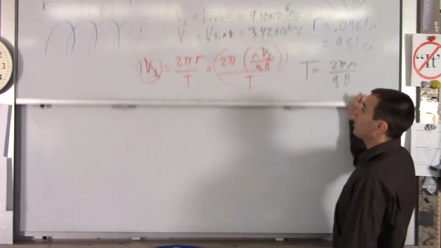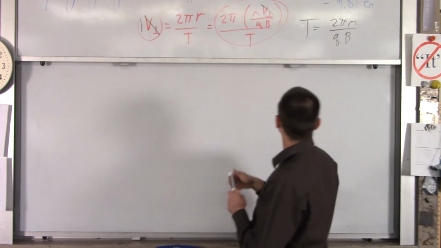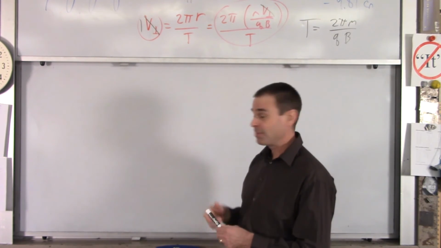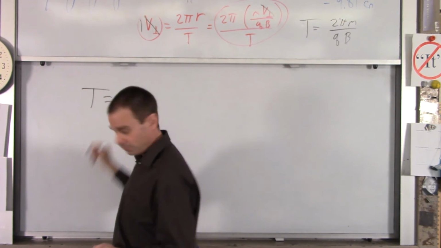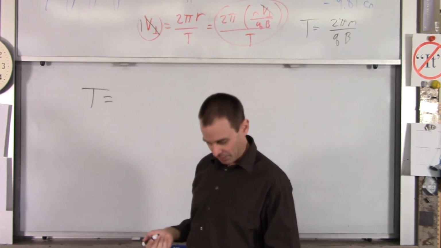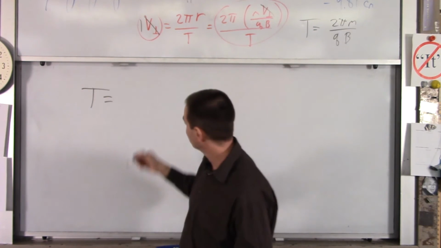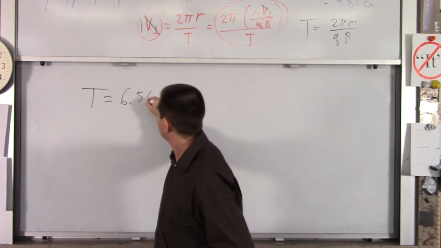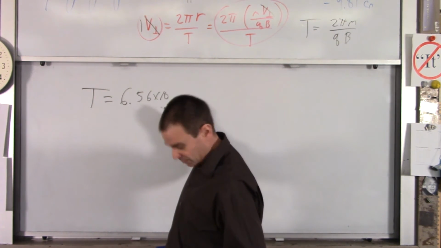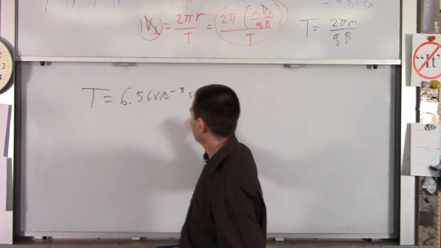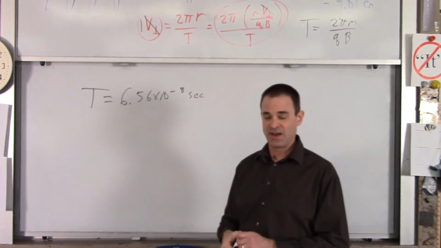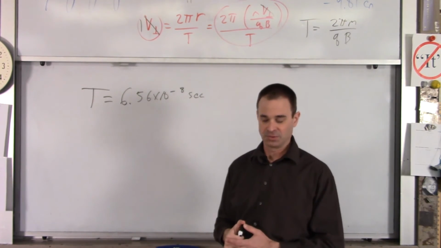Now, if we plug our numbers into there, we've got m, we've got q, we've got B. So if you plug and chug, and if you want, you can try it out in your calculator, I got a period of 6.56 times 10 to the negative 8th seconds. So it's really fast. It goes around once really, really fast.